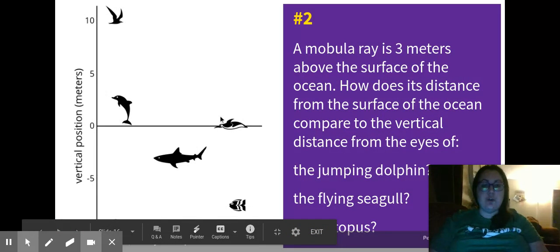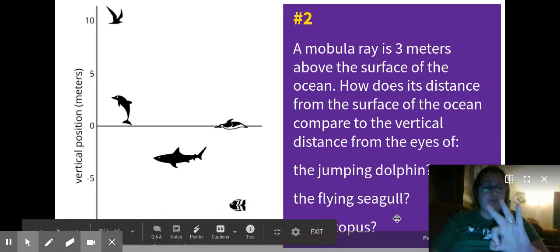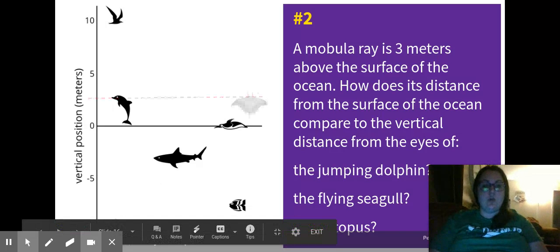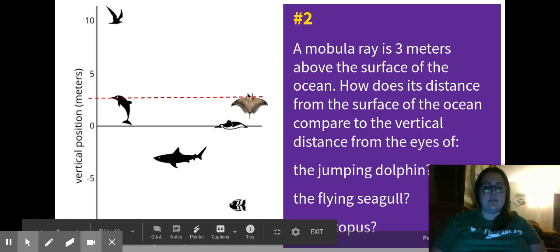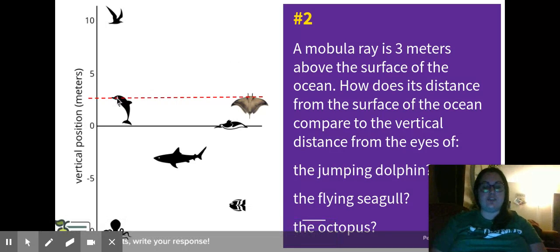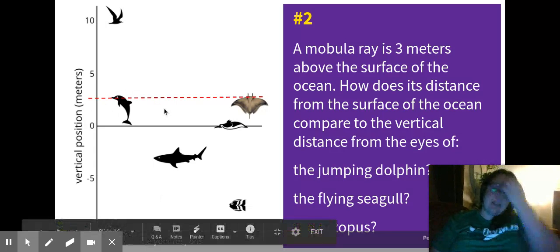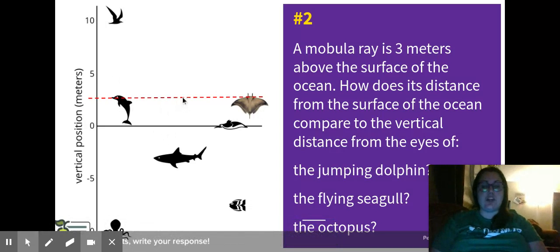Question number 2 will ask you to write down your answers off to the side. This is a 3-part question. So a ray, this guy right here is a ray, is 3 meters above the surface of the ocean. I want to know from this guy here, how does his distance compare to each of these? So how does his distance compare to the dolphins? How far away is he from the dolphins in terms of sea level? Now, I realize he is way over here and the dolphin is way over here, but we're talking about in terms of sea level.